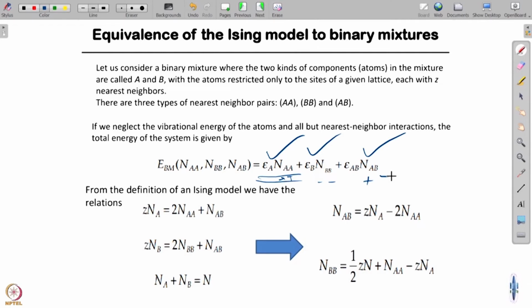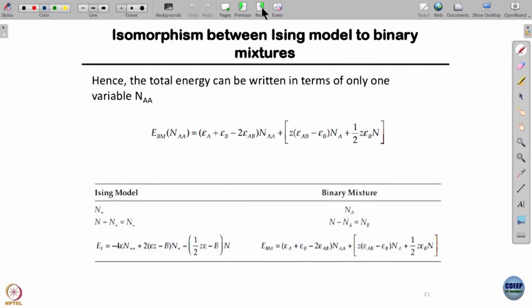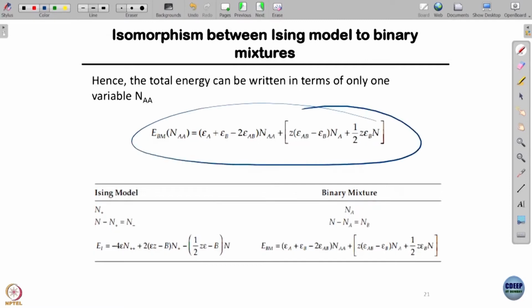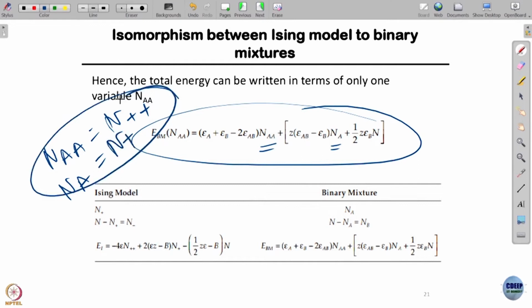So, now just like in the Ising model we have these 3 conditions. The same as 5 variables become equal to 3 variables, exactly the same thing goes over. The total energy can be written in the following fashion by eliminating all the other variables, keeping NAA and NA. This is our NA, which is N plus plus, and NA is N plus. So, same as before, we do not have to do extra work now, everything has been done by Bragg and Williams. We just map it and use the free energy, that exactly happens.